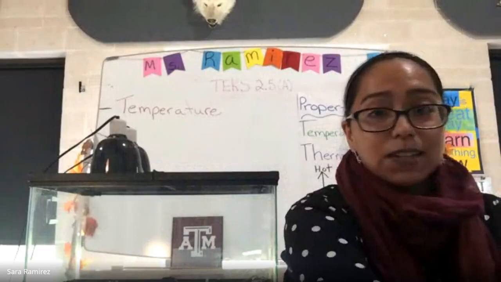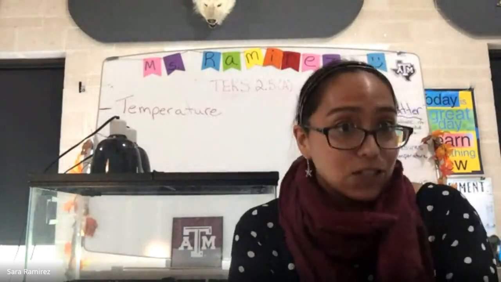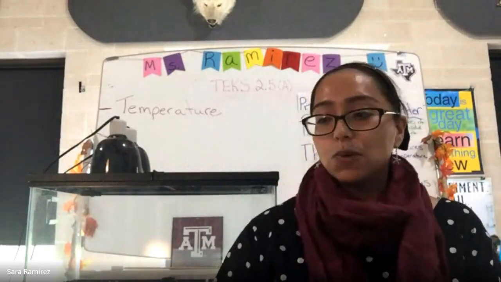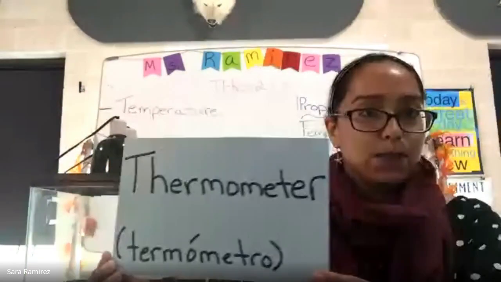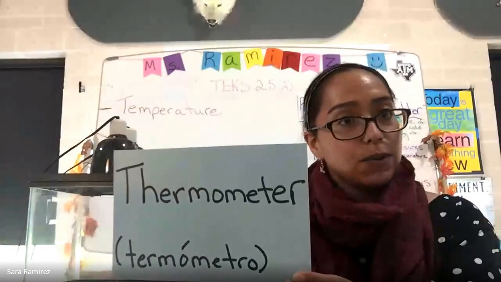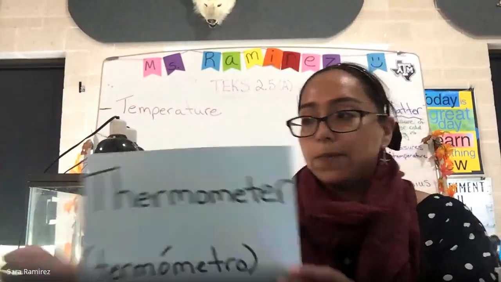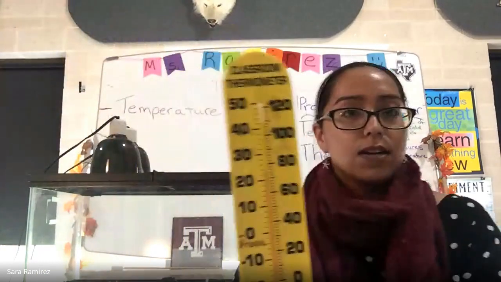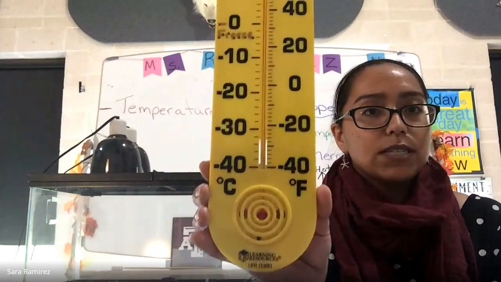If I wanted to be a good scientist, I can actually measure the temperature using a special tool called a thermometer. So I'm going to show you what a thermometer looks like, and then we'll practice reading one. So this is our sample thermometer. Make some observations. What do you see or notice? How do you think the thermometer works?